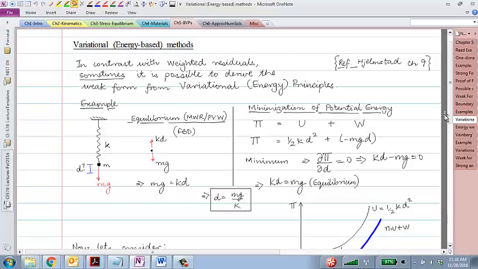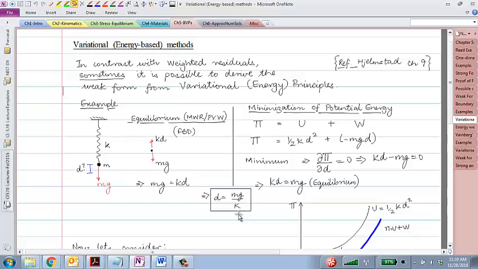Of solving the same structural mechanics problem. So I showed you that for a simple mass and spring system, if you were to write the equilibrium equation using Newton's laws, draw the free body diagram, set the sum of forces equal to 0, you get displacement as mg over k. This is what we have been doing up until now, essentially for deformable bodies.